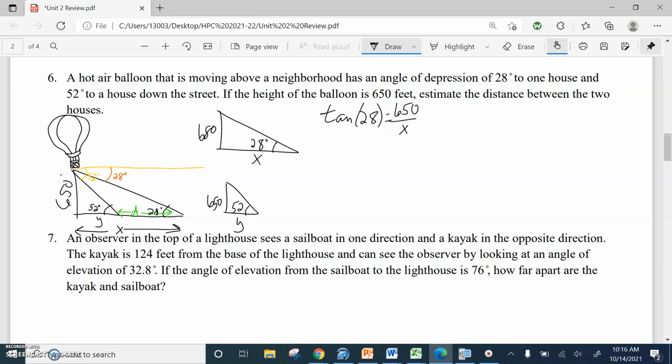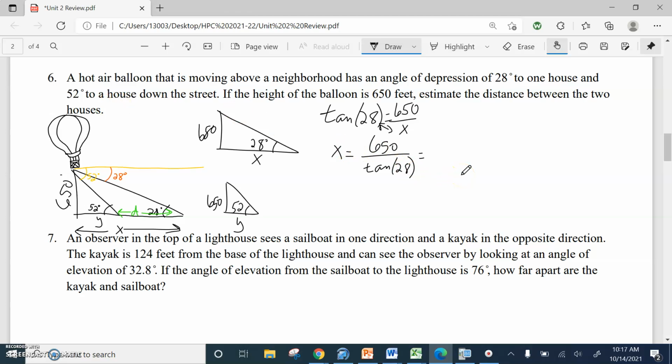And there's the shortcut. I've shown you how to do this before. Multiply both sides by x, and then divide both sides by tan. Or you can take that shortcut method and just switch spots of the tangent and the x. So x is equal to 650 over tan 28. So just switching spots, the x and the denominator, and the number on the other side.